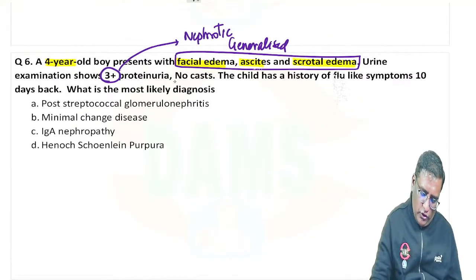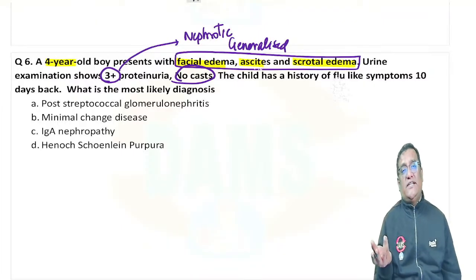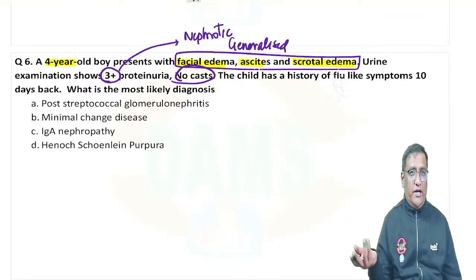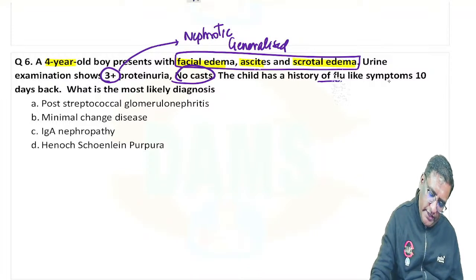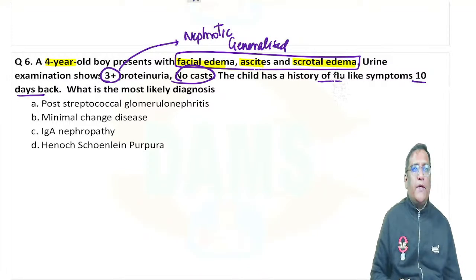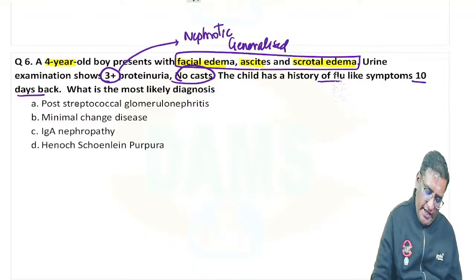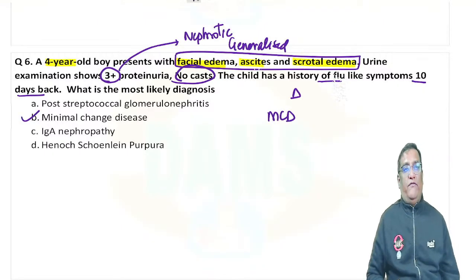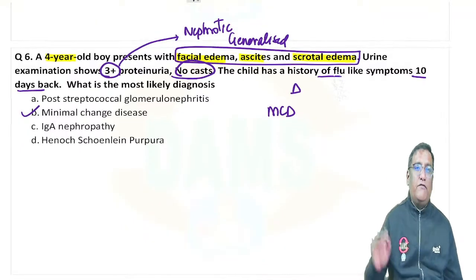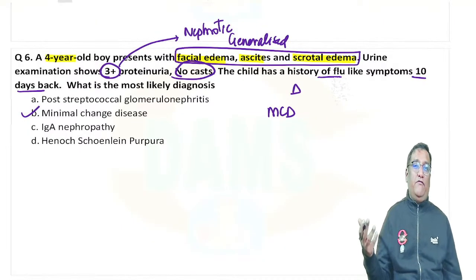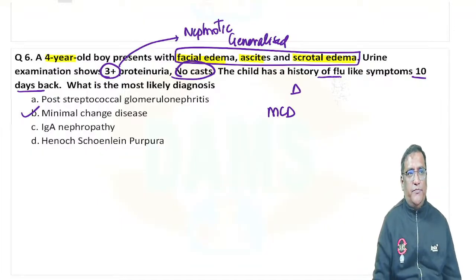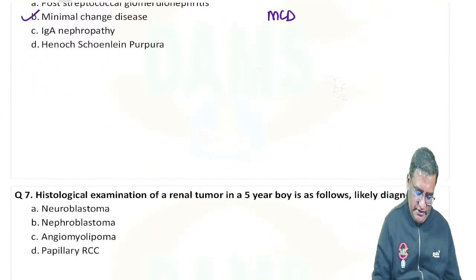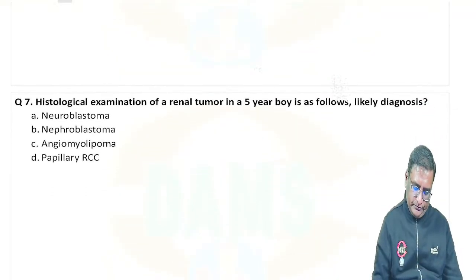There are no casts seen. That means there are no RBCs, etc. That is also in favor of nephrotic. The child has a history of flu-like symptoms 10 days back. So what is my clinical diagnosis? Minimal change disease, MCD or minimal change glomerulonephritis. Typical history of minimal change is flu-like symptoms or an upper respiratory tract infection in the child. Yes. Next, question number 7.